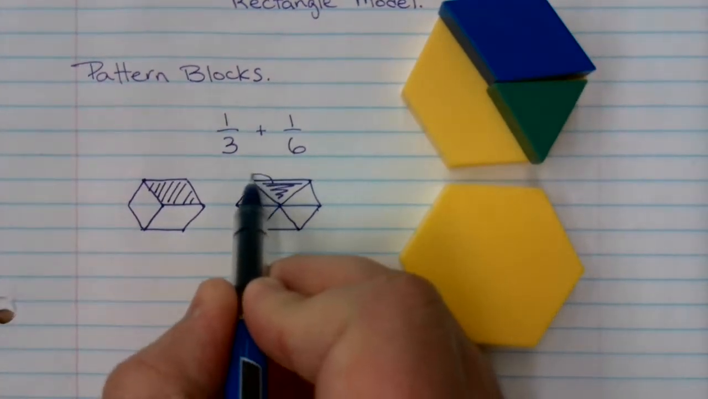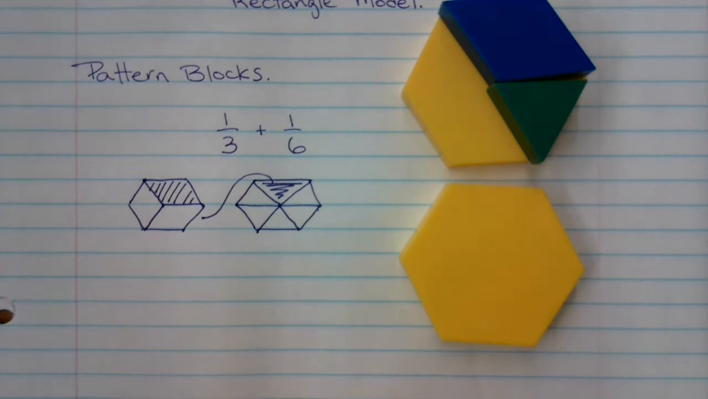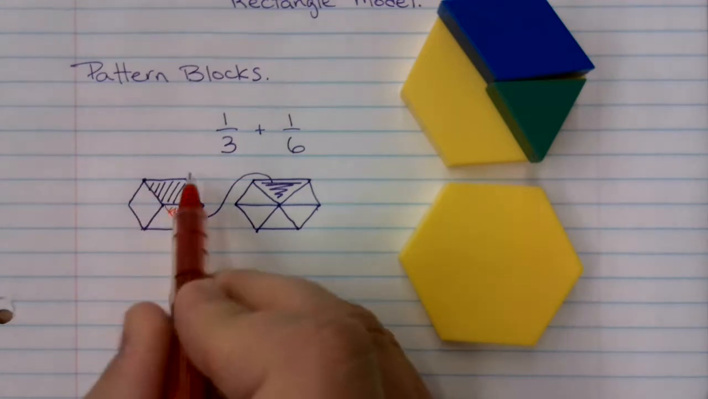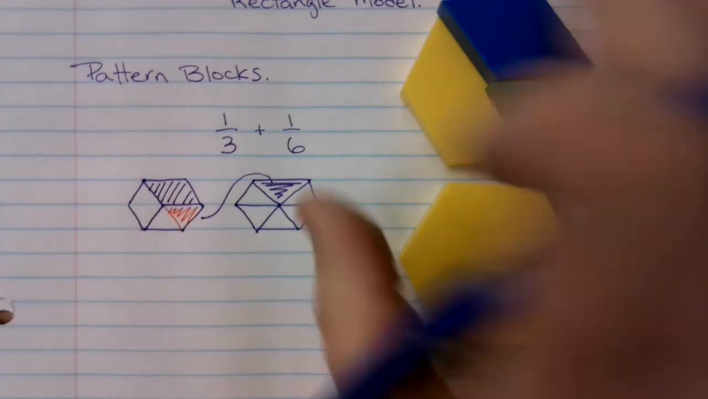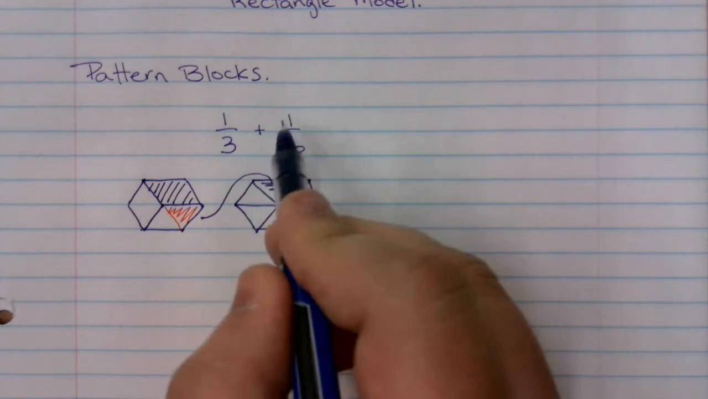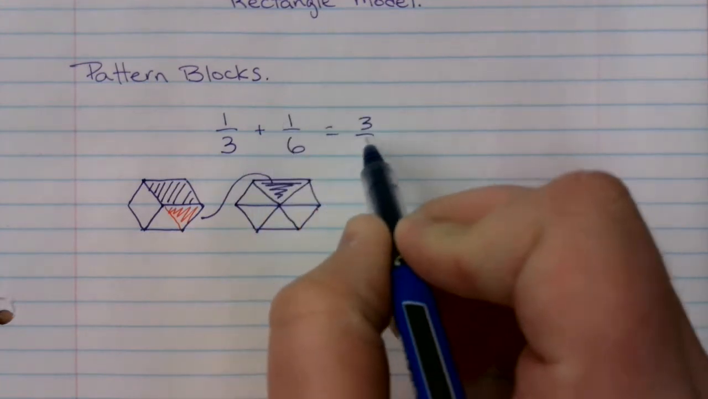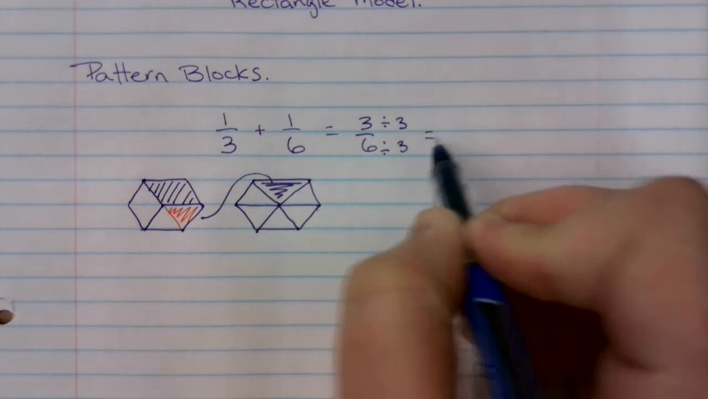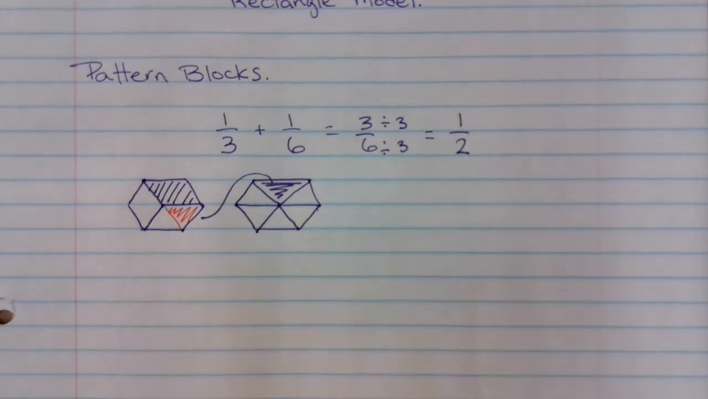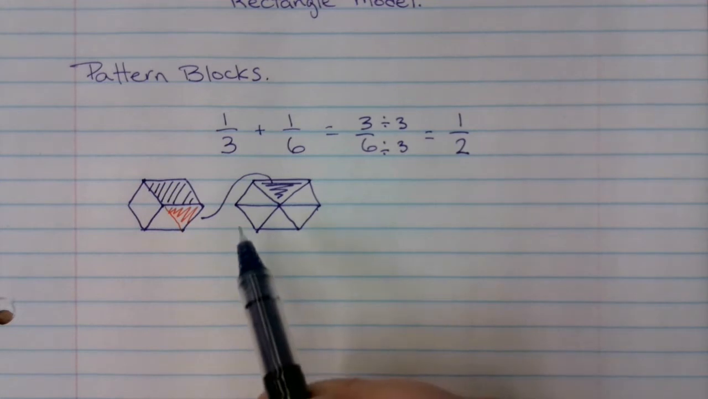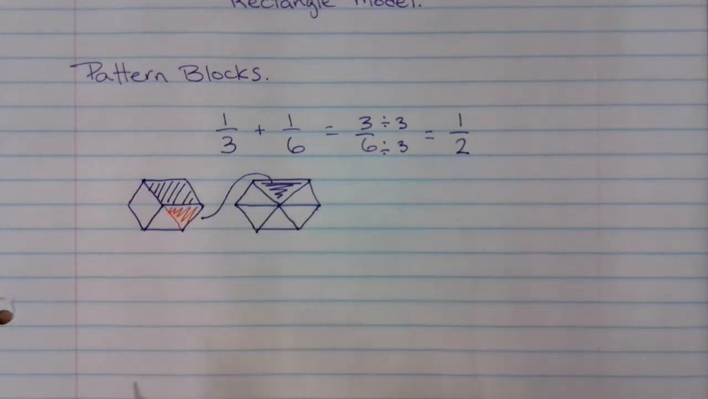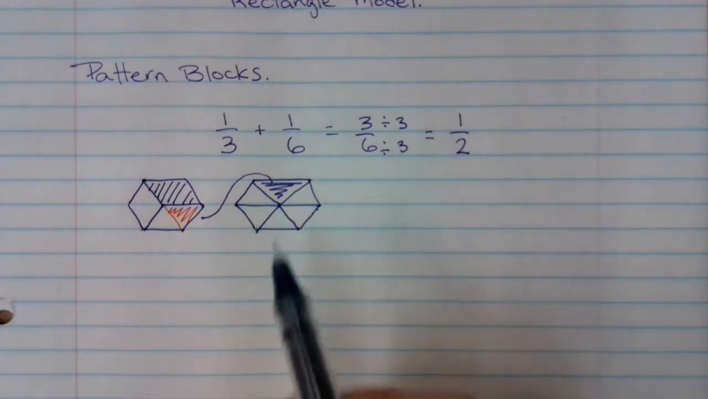So I'm going to move this over here and color it with a different color to symbolize I've moved it. And it takes up half the shape. And so I can say that 1/3 plus 1/6 is the same as 3/6, which I can simplify down to 1/2. With pattern blocks, you can be moving the materials around back and forth to try and make one full shape or just combine what you have.